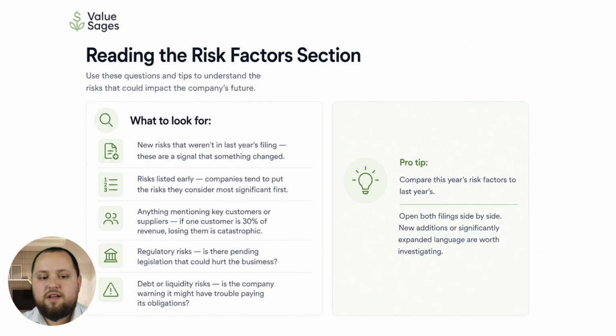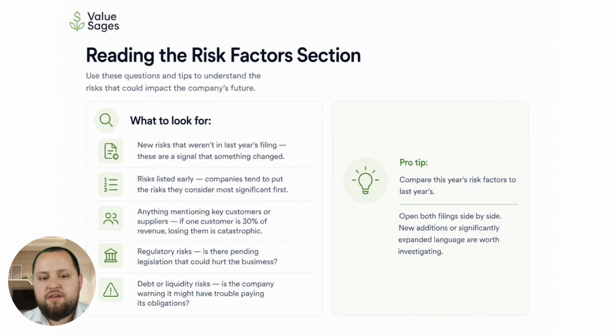These are a signal that something changed. Risks listed early: companies tend to put the risks they consider most significant first. Anything mentioning key customers or suppliers. If one customer is 30% of the revenue, losing them is catastrophic.